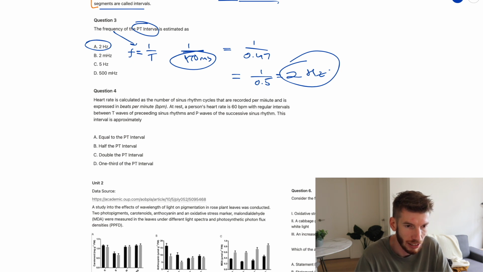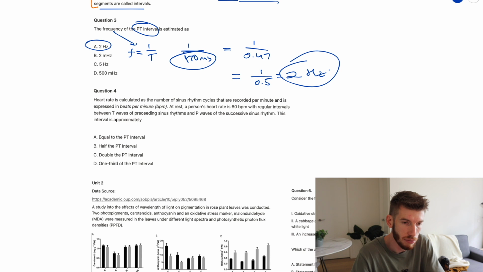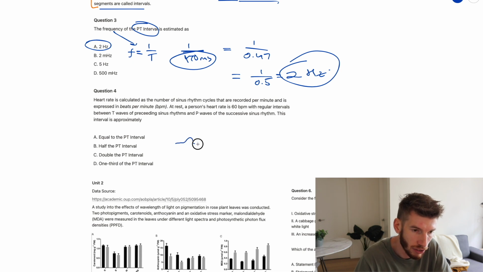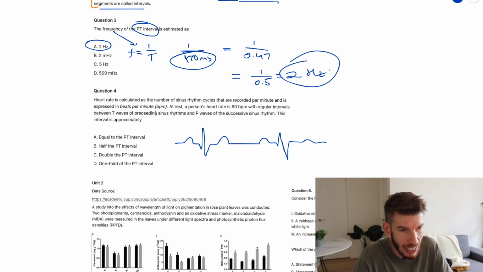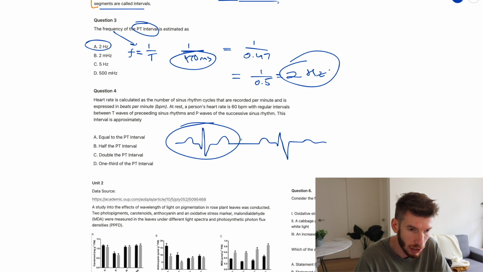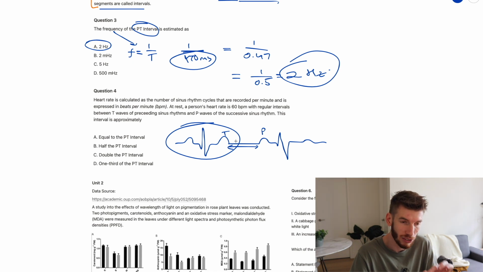And we've got this statement here. It's talking about there's a regular interval between the sinus rhythms. So if I just draw out a couple of sinus rhythms as best I can, like that, there's one with the P and the T waves on the end. Then we've got this interval, and then we've got another, something like that, right? Very, very artistic. So it says that the interval between the T waves of the preceding, so the previous one, there's the T wave, and the P wave of the successive, that interval there is going to be regular, and we're trying to work out what that interval must be.